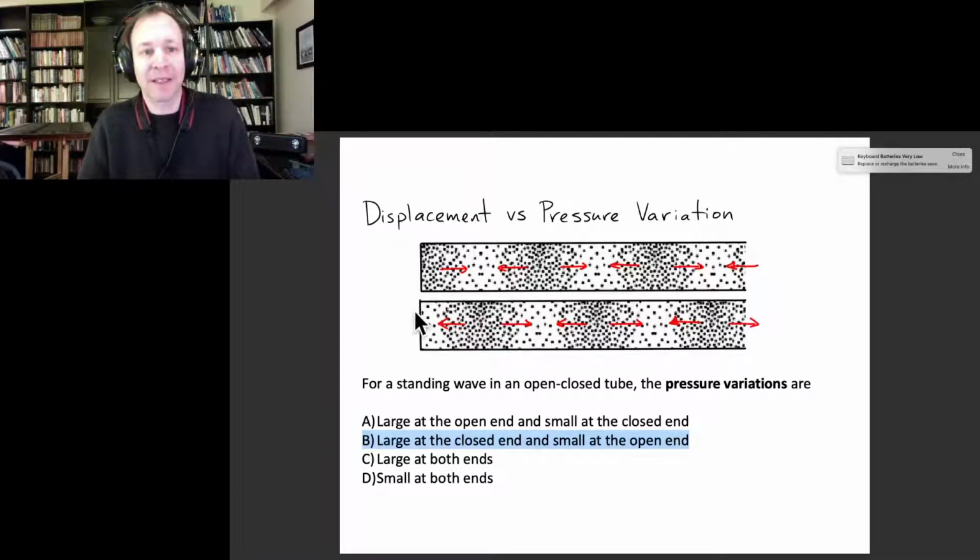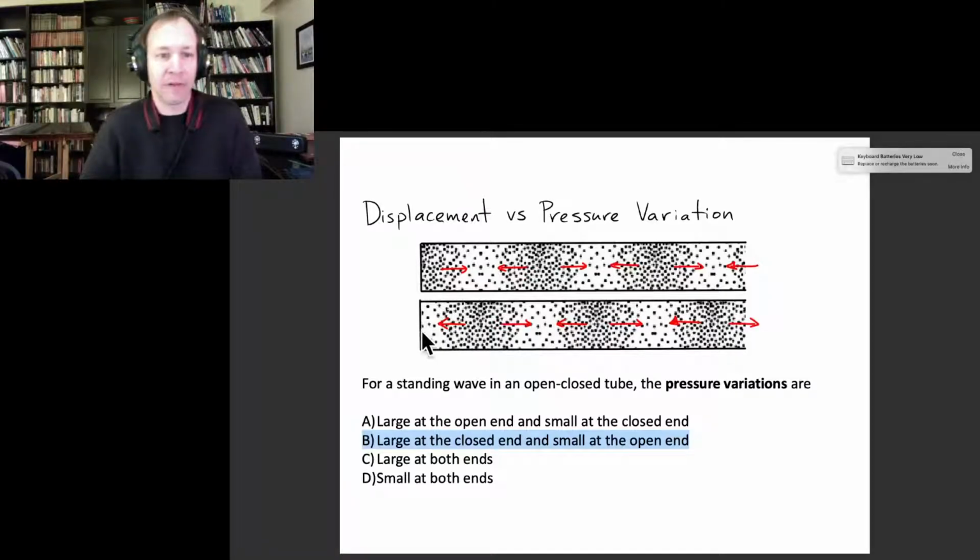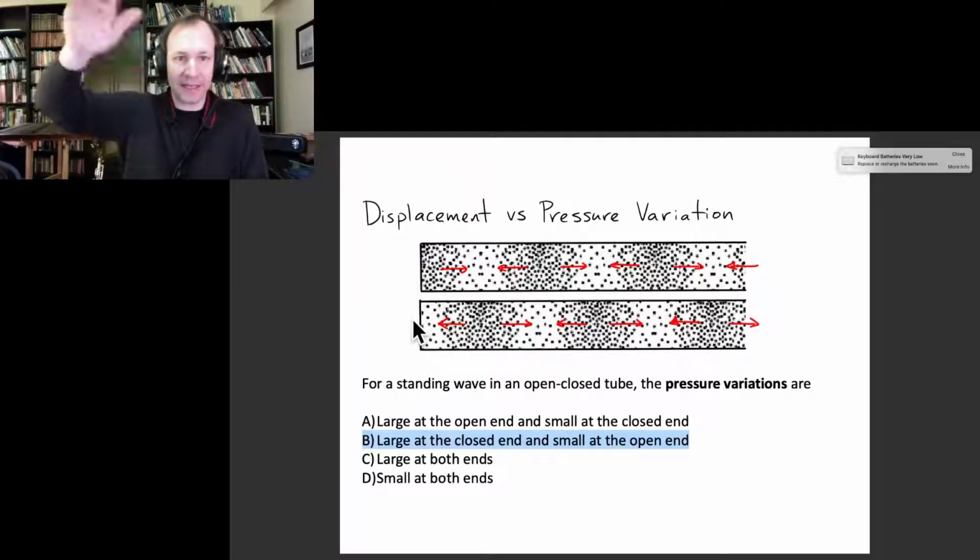Okay, so at the closed end, we have a node for the wave, for the displacement. The air molecules aren't moving right at that end, but the pressure is changing a lot right at that end.